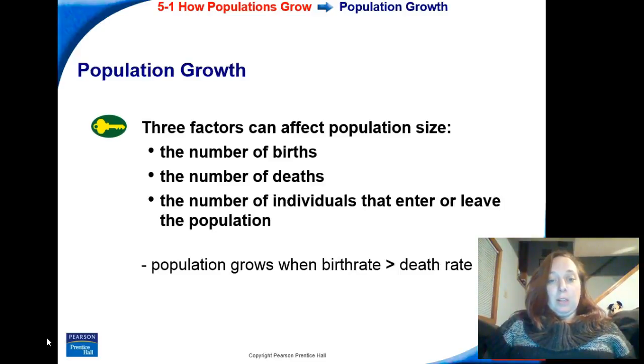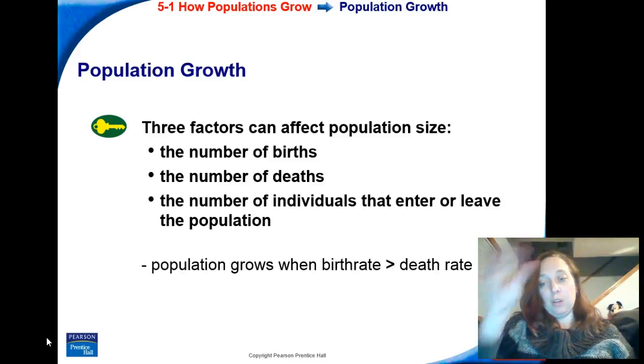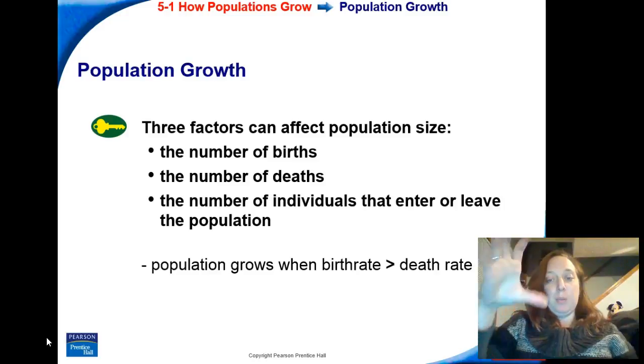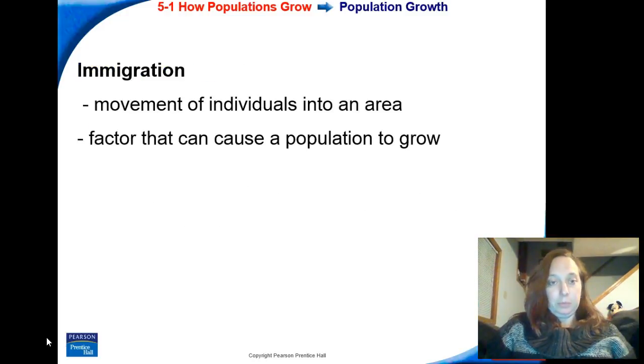Okay, so when we look at this, we always talk about the population grows when the birth rate is greater than the death rate. So we talk about population growth occurring when we have both an increase in birth rate and then an increase in death rate, or it actually balances out so that birth rate, there's more being made than there are that are dying.